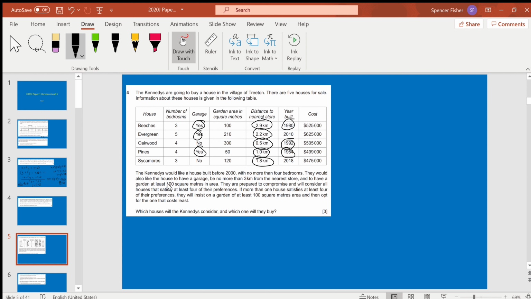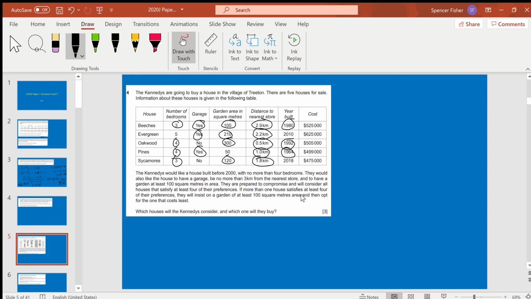And to have a garden at least 100 square meters in area. Oh, I'm missing the bedrooms. I'll do that in a second. 100 square meters in area. What was it? No less? At least. Easy enough. No more than 4 bedrooms. All right, so 3 works. 4, 4, 3.